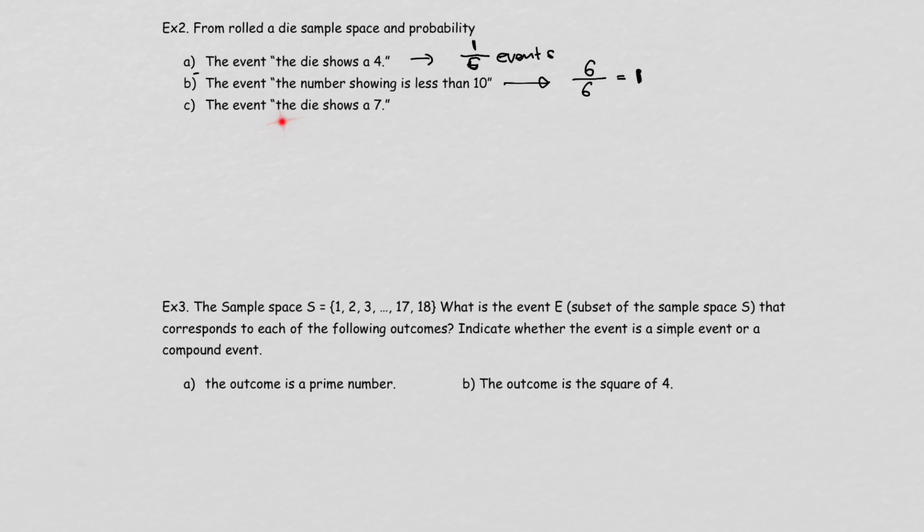The third one is asking when it shows 7. So showing a 7, there is no number 7 on a 6-sided die, right? So out of a total of 6, you have 0 sevens. This gives you 0, which is the empty set.